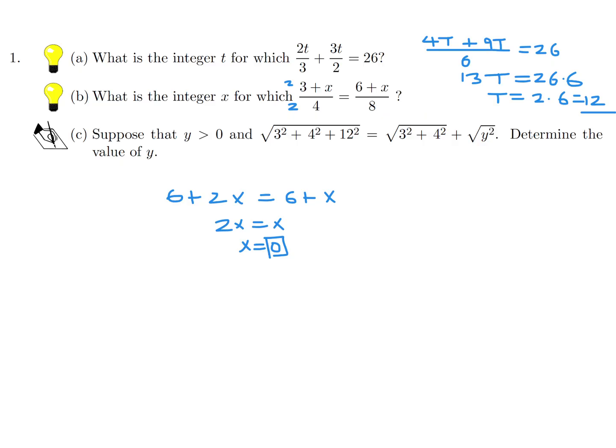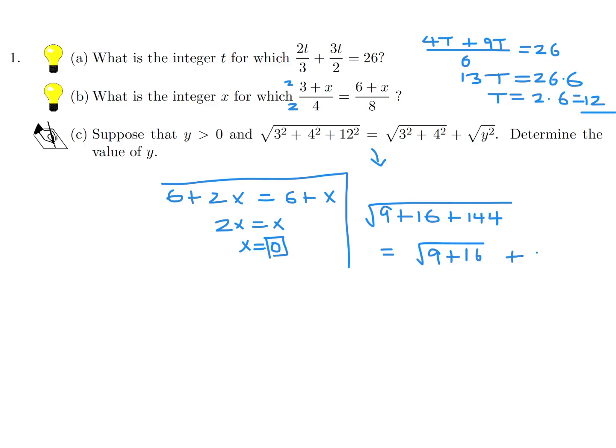Suppose that y is greater than 0, and that equals that. Determine the value of y. All right, so let's see here. We've got the square root of 9 plus 16 plus 144 is equal to 9 plus 16 plus y, just y, right? Because the square root of y squared is just y, and we know that since y is greater than 0. So this is what? 169, and that is 25 root. So 13, 5 plus y, and then therefore y is 8.